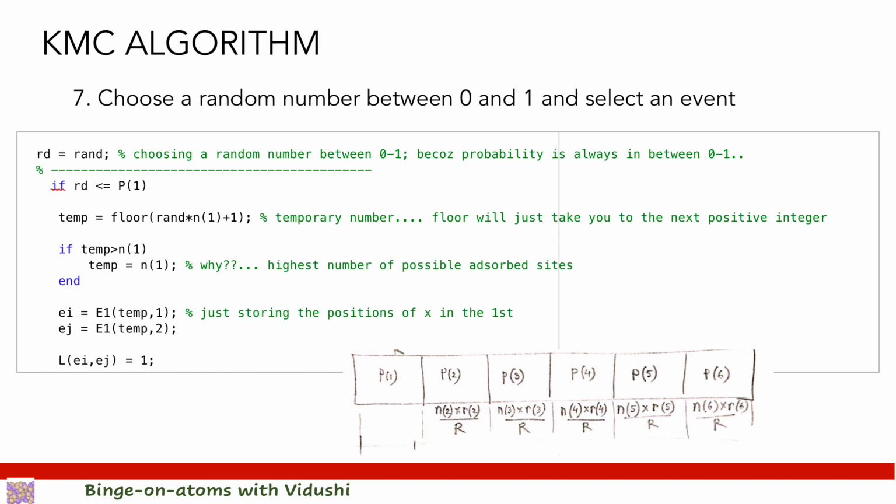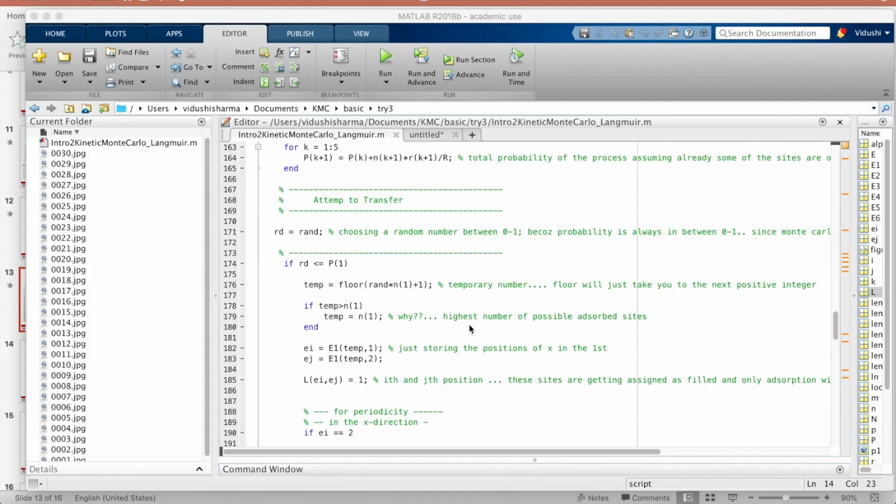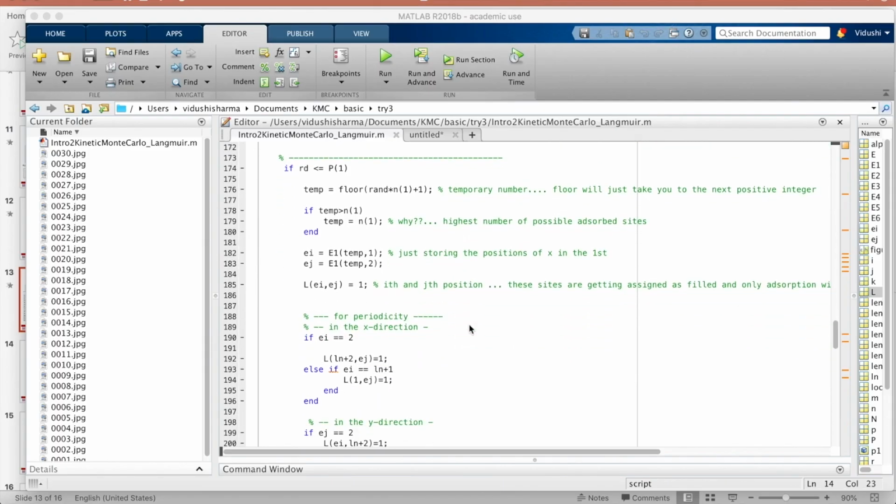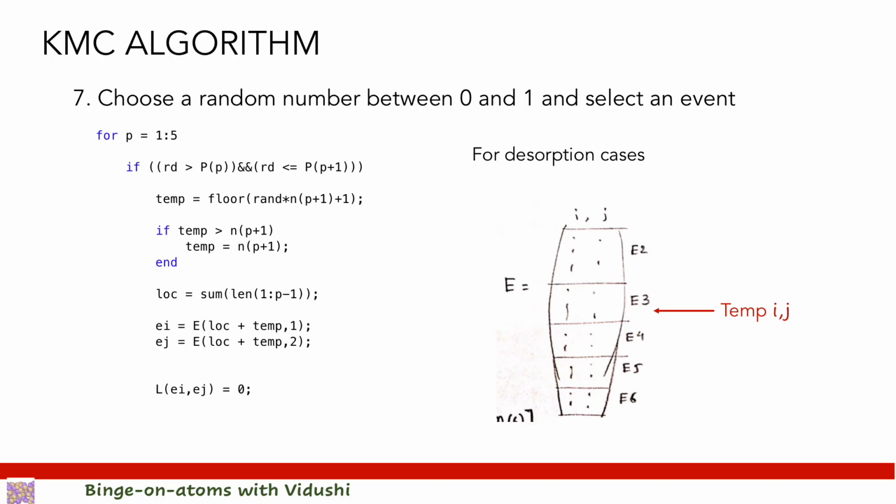For that, another random number is defined and is multiplied with the total number of cases where E1 is possible, that is N1. This gives an integer temp. So the location ij from the E1 matrix is picked, which is at the temp position. Lij is changed to 1. Subsequently, changes are also made at the periodic locations in the Lij matrix if ij is one of the border sites.